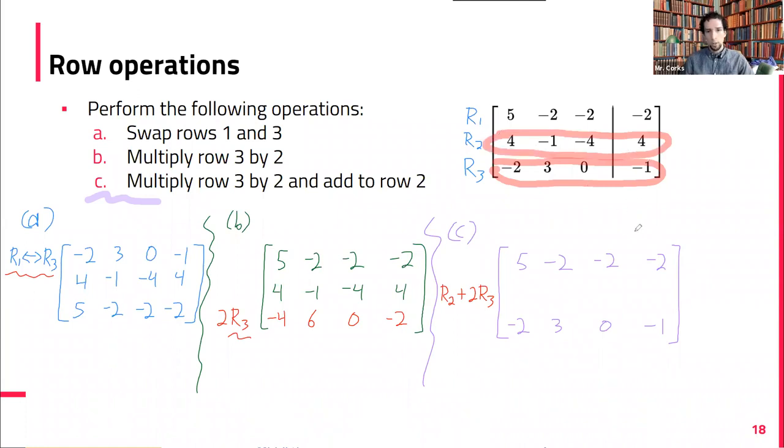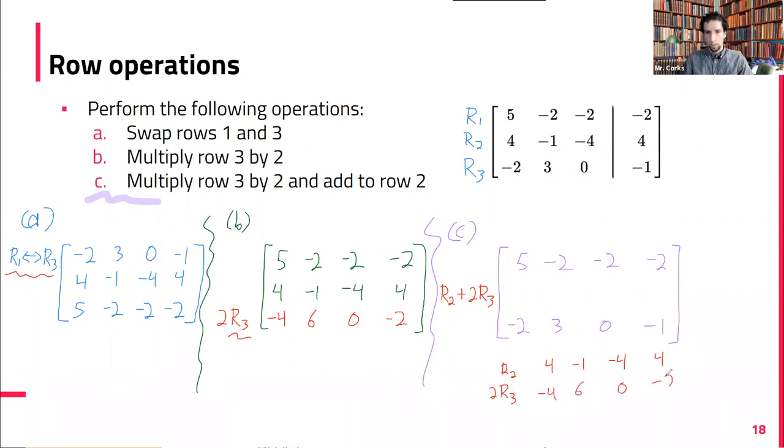If the numbers are simple and you can do this in your head, then great, do it in your head. If you're confident you'll get the right thing, that's fine. If not, it never hurts to write things out on the side. So let's say 4, -1, -4, and 4. That's our row 2, and our 2 times row 3 is -4, 6, 0, -2. We figured that out on the other step. And then we're just adding these together. So 4 and -4, that's a 0. -1 plus 6, that's a 5. That's a -4, and that is a +2. So there are the values.